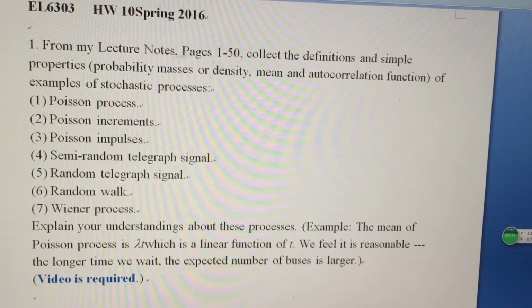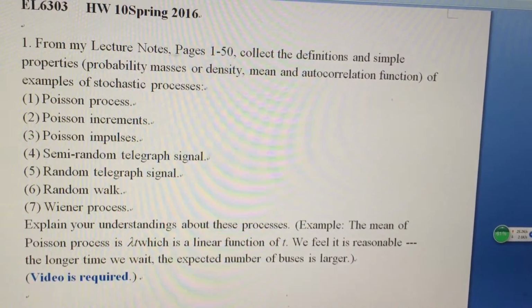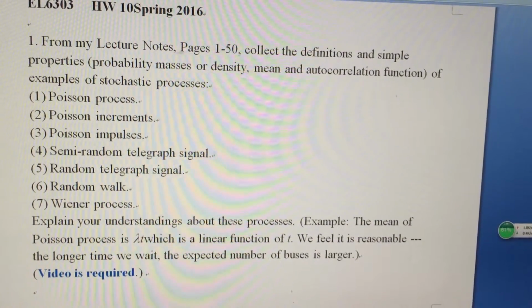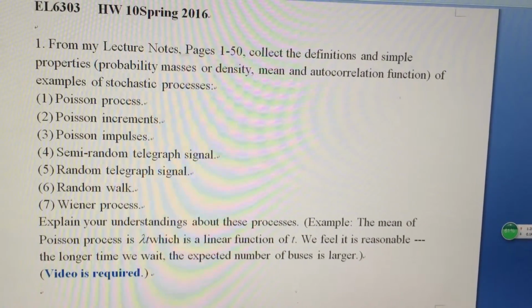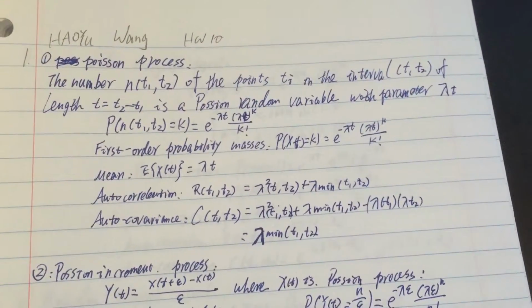The first question is from the lecture notes, pages 1 to 50, and we need to collect the definitions and the simple properties, with examples of each one. And the first one is the Poisson process.